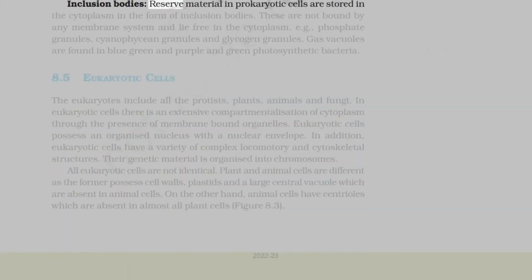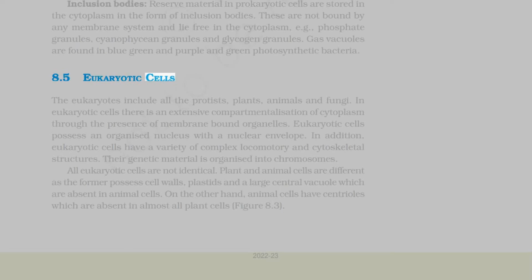Inclusion bodies, reserve material in prokaryotic cells, are stored in the cytoplasm in the form of inclusion bodies. These are not bound by any membrane system and lie free in the cytoplasm, for example, phosphate granules, cyanophycean granules and glycogen granules. Gas vacuoles are found in blue-green and purple and green photosynthetic bacteria.